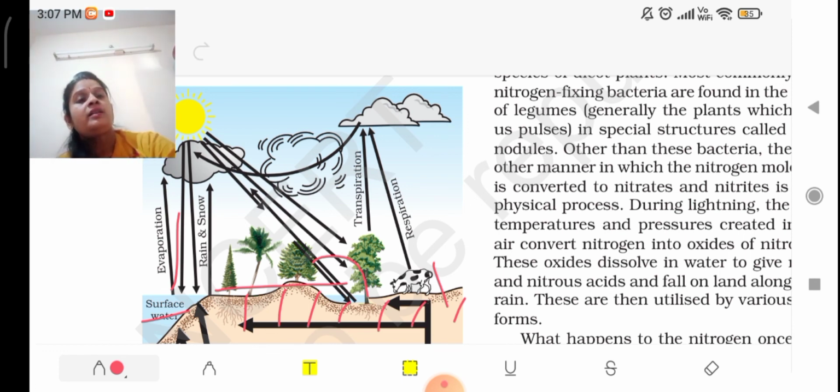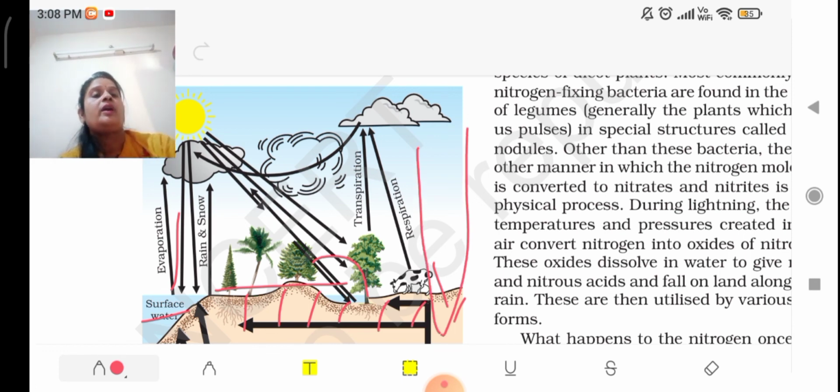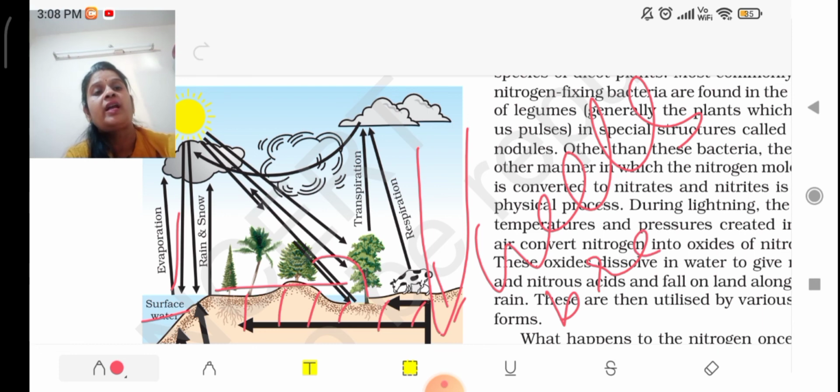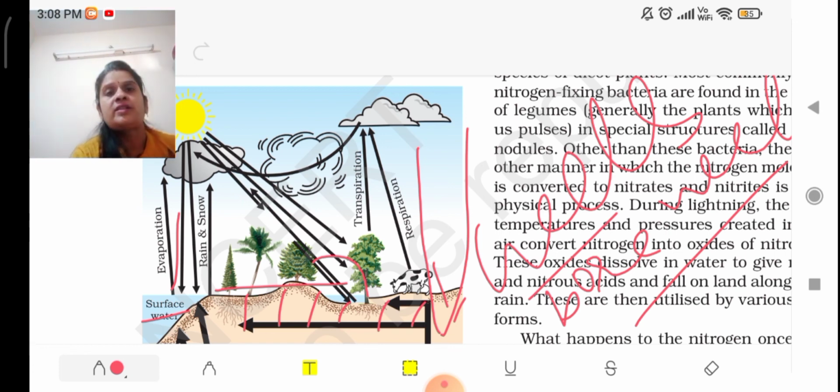And this water is again used in the form of wells, streams and bore wells. Correct? In the city we use bore wells. Like that, this water is used in different forms from the different water bodies. This is how the water cycle works.